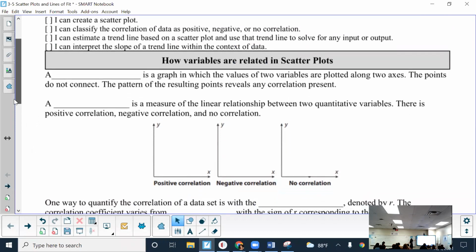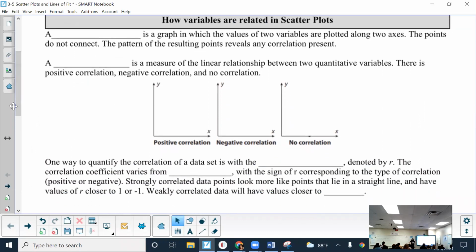how variables are related in scatter plots. All right, so the first blank is scatter plots. So fill that in.